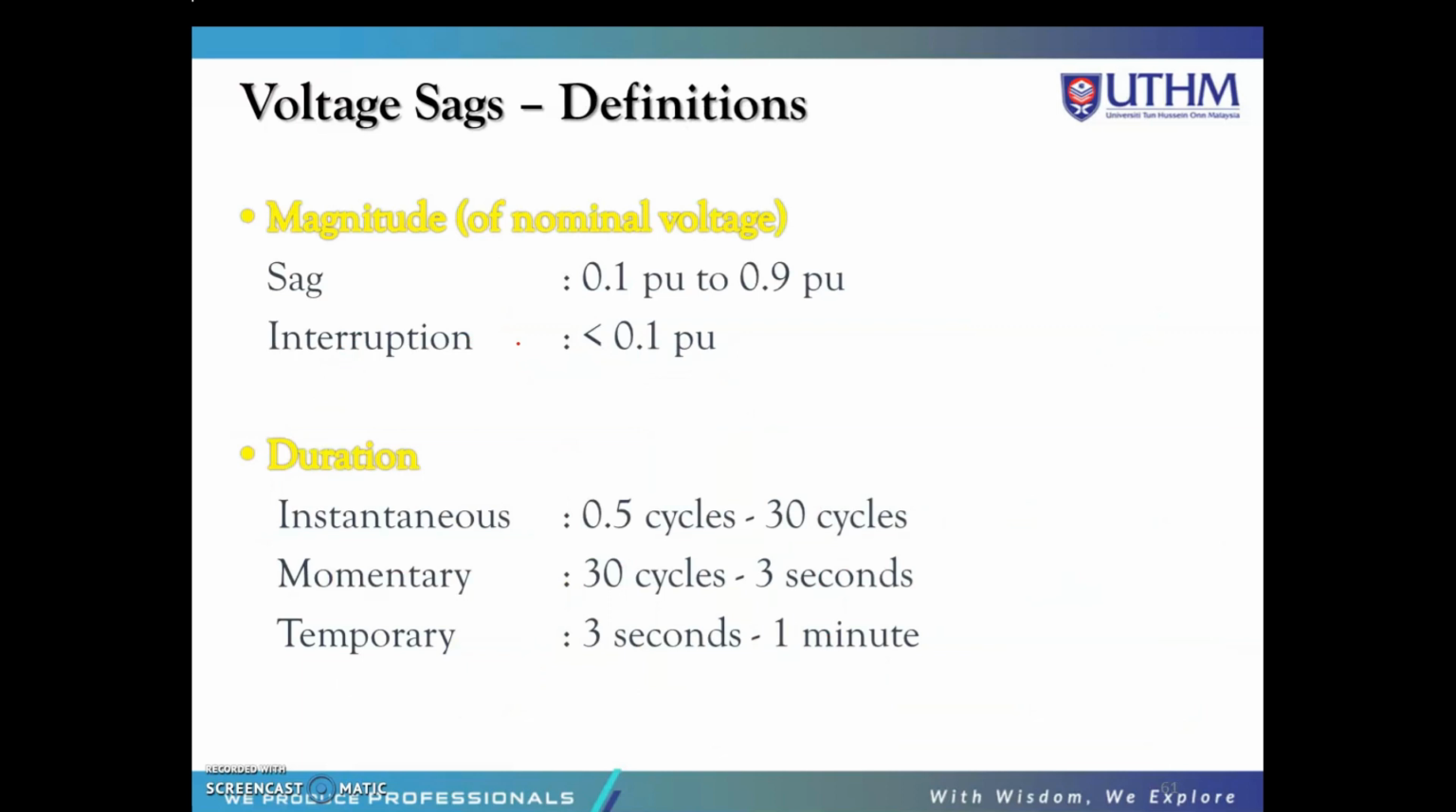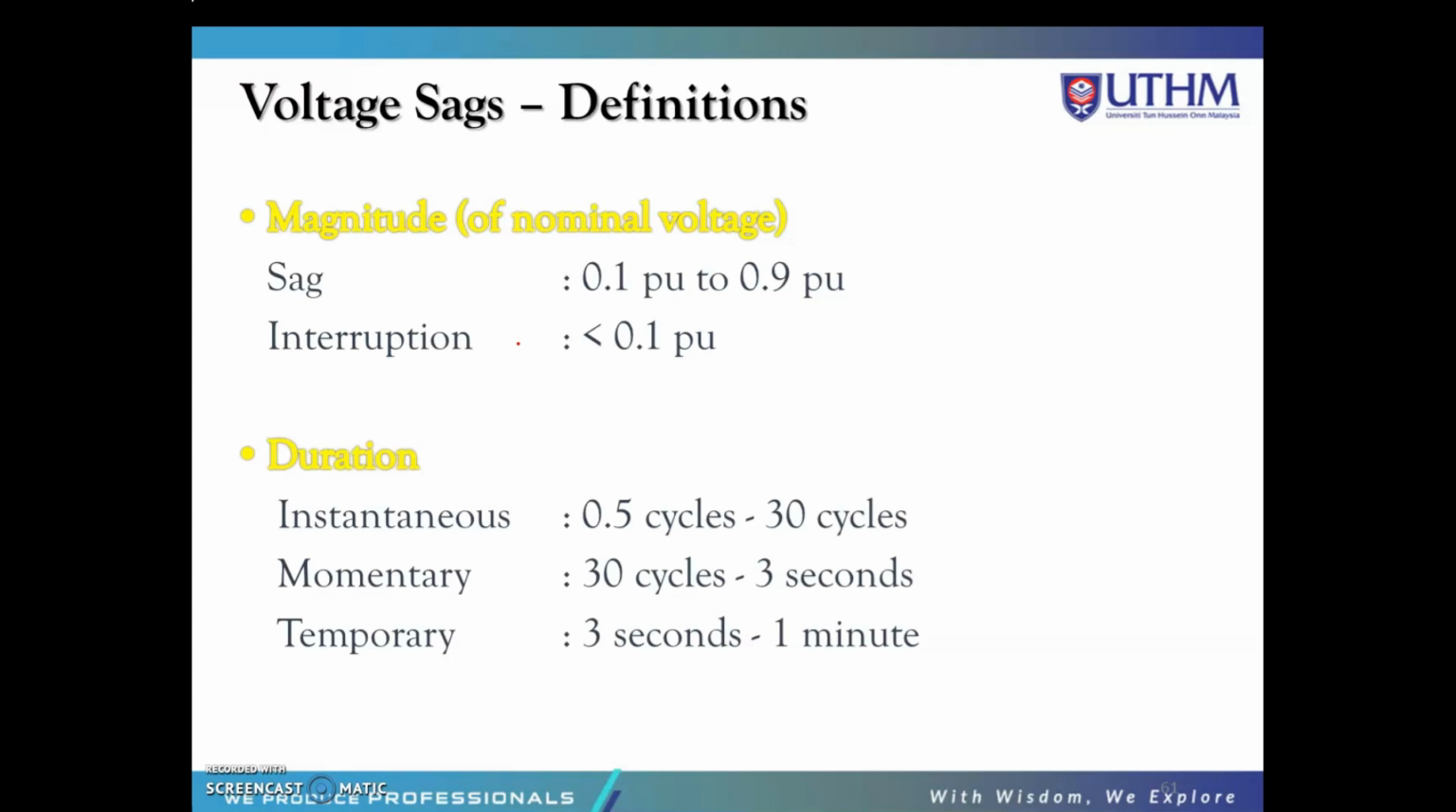The magnitude of nominal voltage for the voltage sag case is around 0.1 per unit to 0.9 per unit. So the voltage drops below 90% of the nominal voltage. And if it is less than 0.1 per unit, it is an interruption, because an interruption is a complete loss of voltage.